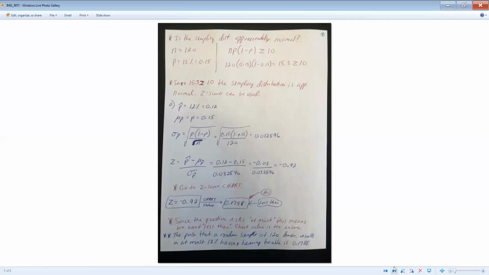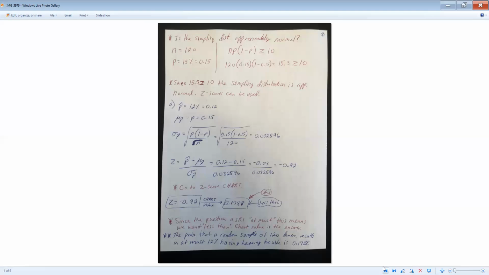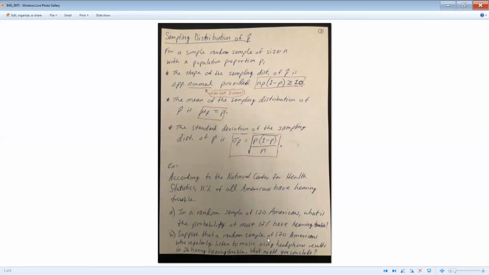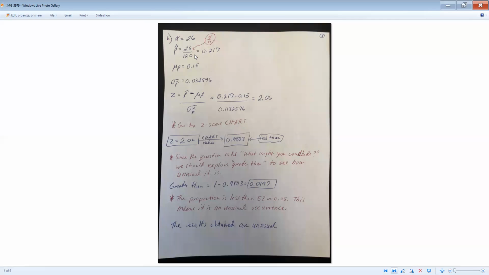All right. So let's look at B. Going back to question B, it says, suppose that a random sample of 120 Americans who regularly listen to music using headphones result in 26 having hearing trouble. What might you conclude? So, going back to A, remember they gave us the sample proportion of 12%. This time they gave us a number of people that are having hearing trouble in that sample. So that means we can calculate the sample proportion by doing 26 over 120, which is 0.217.